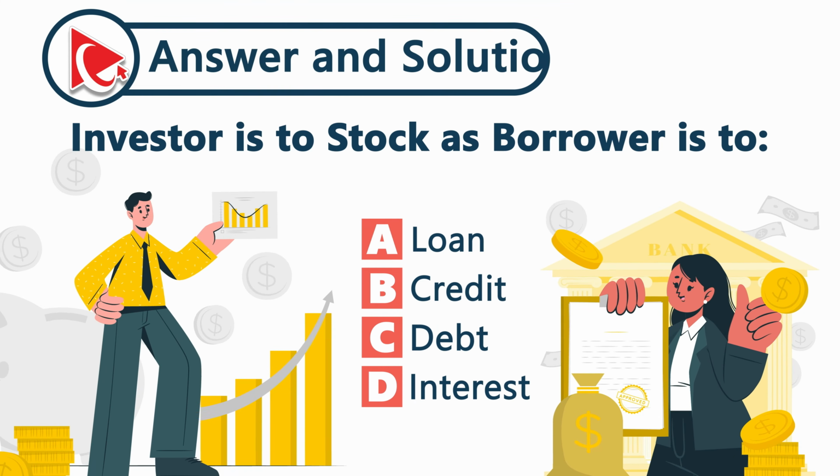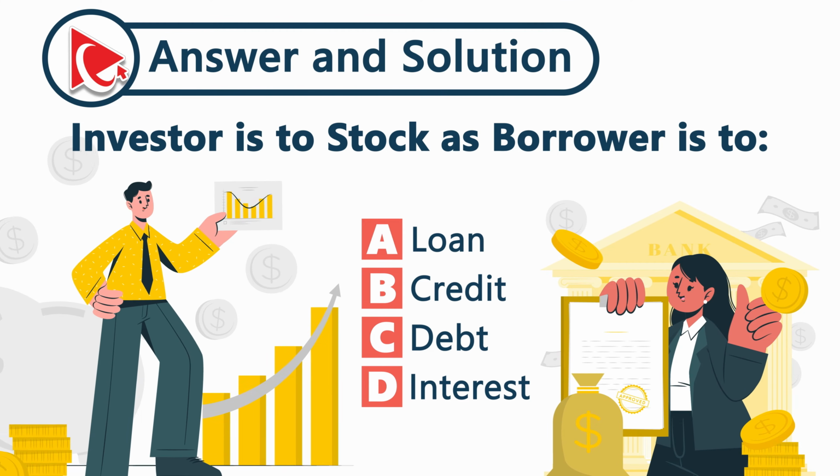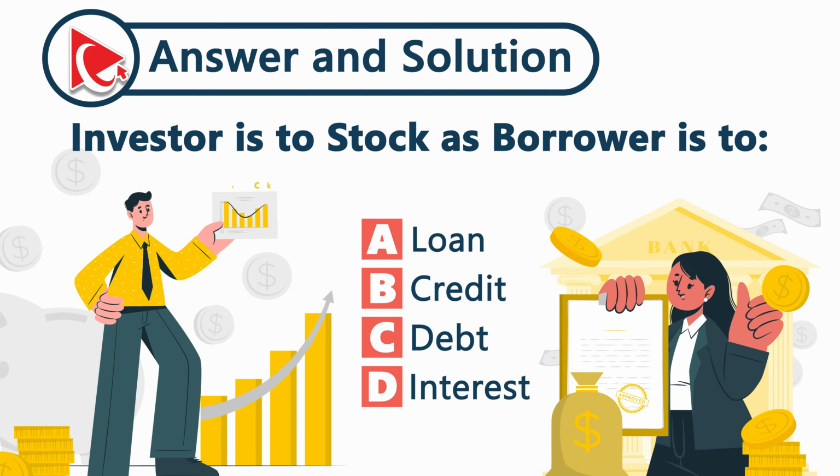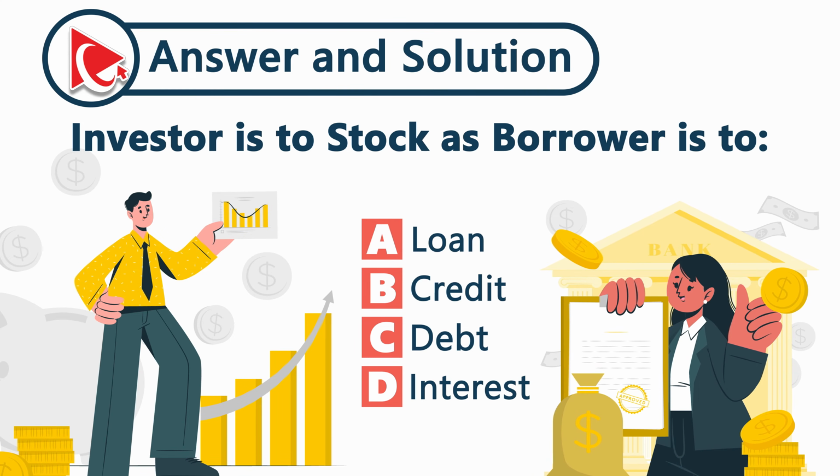This analogy is all about roles and tools. An investor puts money into a stock to get returns. A borrower takes something to use now and pay it back later. What do they take? Definitely not debt, that's the result. Not interest, that's the cost. And not credit, that's the ability. The correct answer is the financial tool they actually receive, a loan.